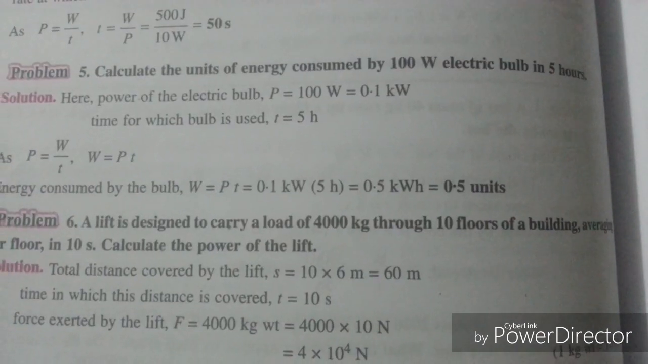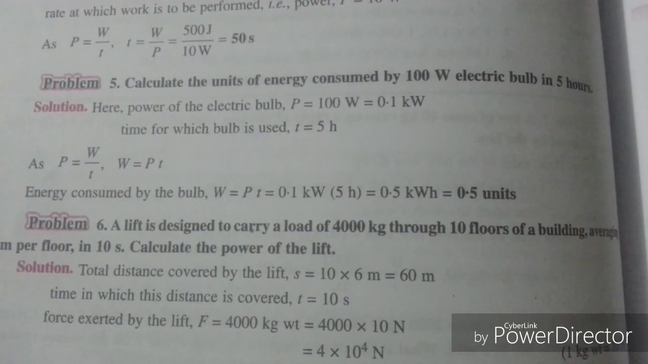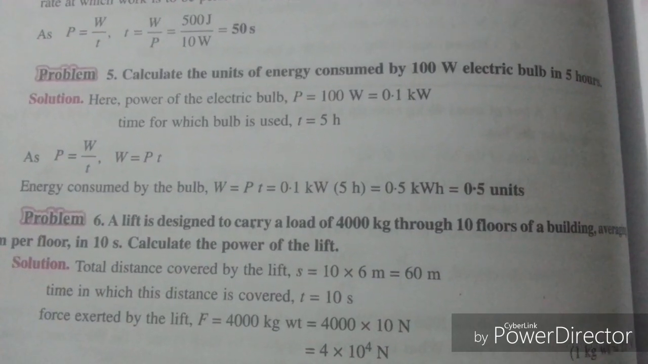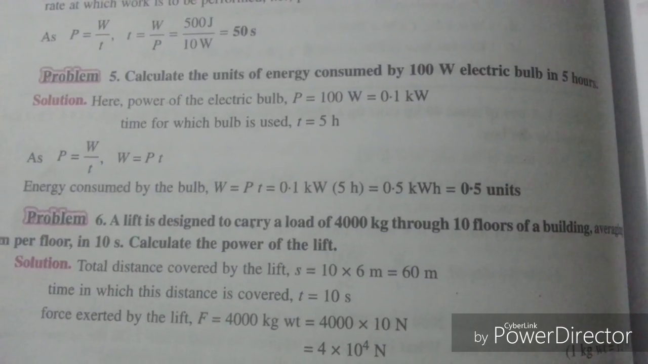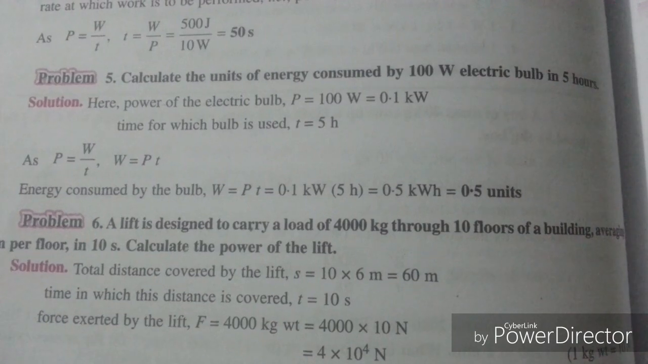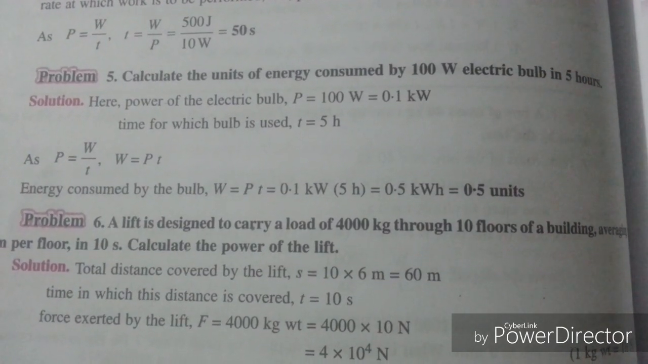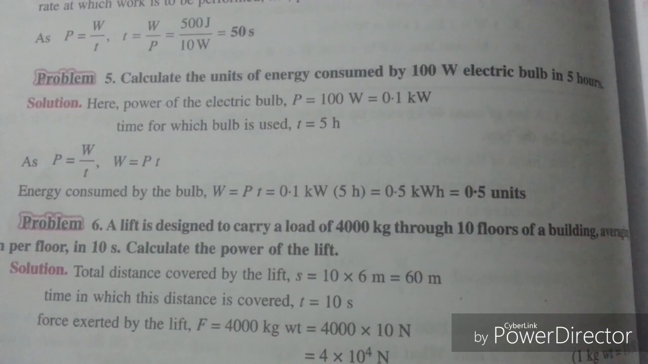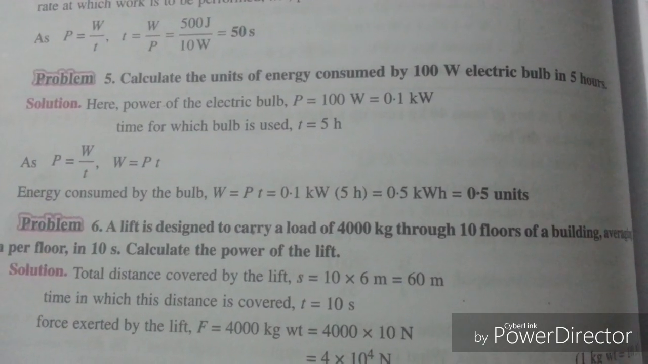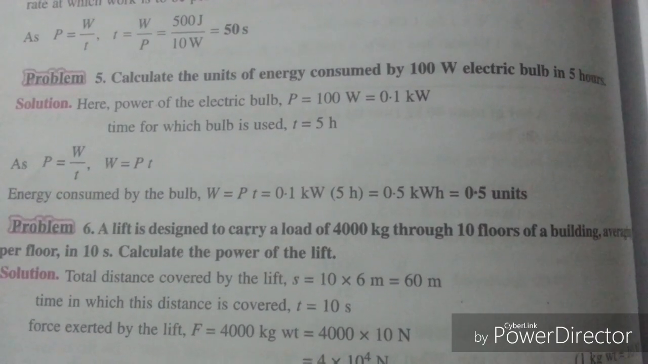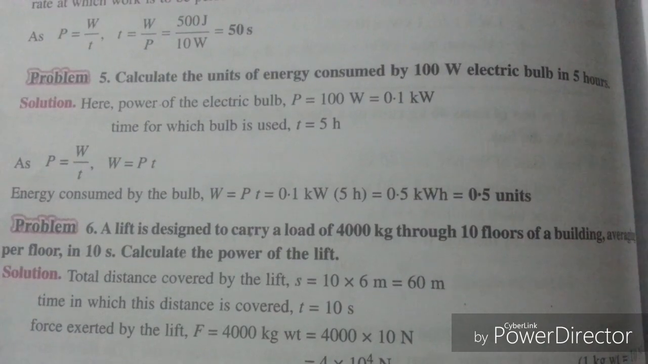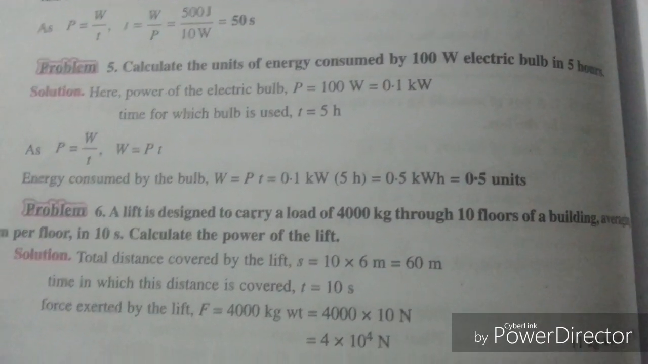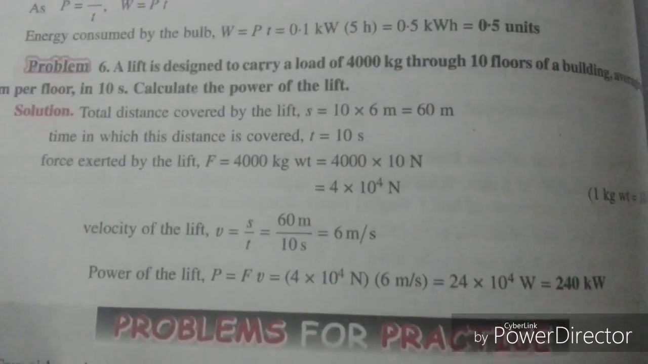Calculate the units of energy consumed by a 100-watt electric bulb in 5 hours. So we have given the power. 100 watt is 0.1 kilowatt. Time is 5 hours. And energy would be power into time. So by calculations, we get the answer as 0.5 units. Problem number 6, that's the last.